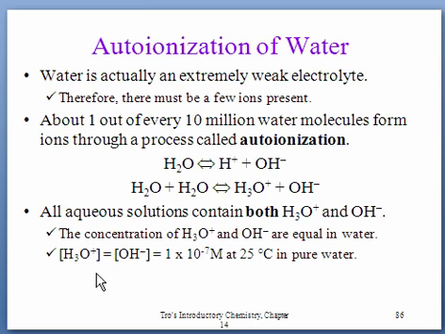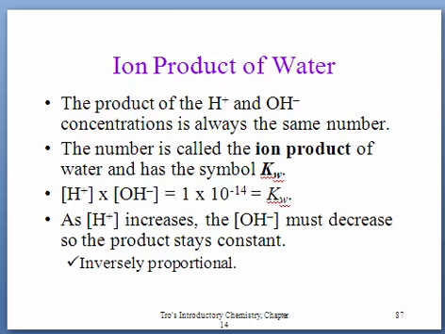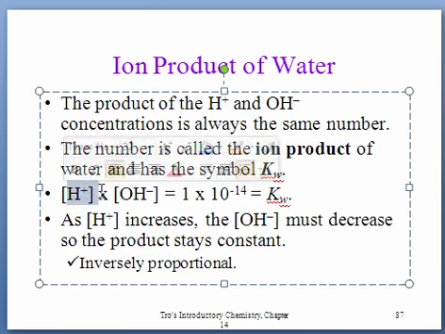In pure water, these concentrations are equal to one another, and they are both equal to 1 times 10 to the minus 7 molarity at 25 degrees Celsius, which is a very, very small concentration. When we take the concentration of H plus and multiply it by the concentration of OH minus, it equals 1 times 10 to the minus 14th. This is what's known as the ion product, or Kw.